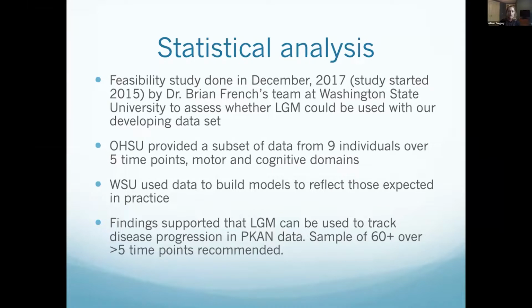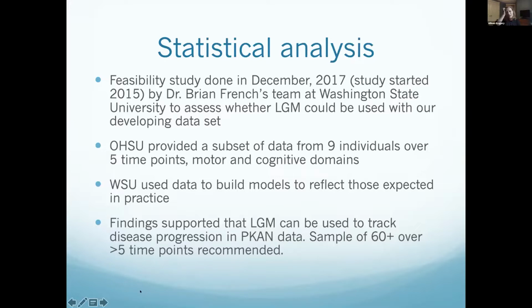So we provided a subset of data. At that time, we decided to pull 9 individuals, and we looked at 5 time points. Again, they're doing visits every 6 months, and we limited it to motor and cognitive domains. So it's basically a subset of the data that we were collecting. And Washington State used that data to build models to reflect what's expected in practice. This is a 20-page report that I'm basically summing up in one bullet point at the bottom.